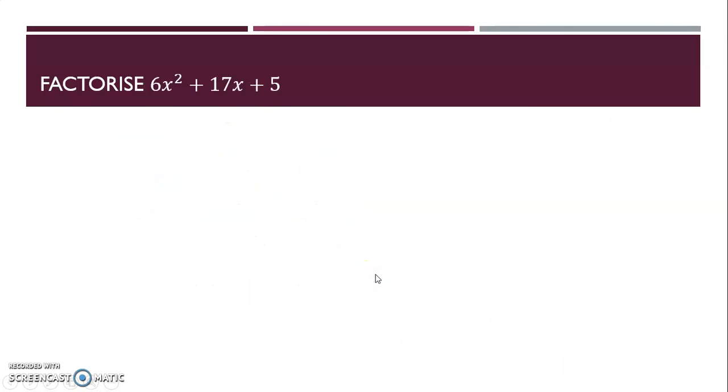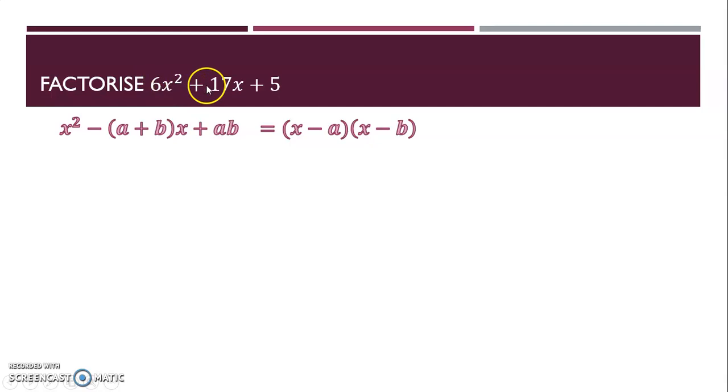Now let us look at another example, factorizing 6x² + 17x + 5. Again, we saw that for a polynomial of the form x² − (a + b)x + ab, this is (x − a)(x − b). So here we have 6x² + 17x + 5.